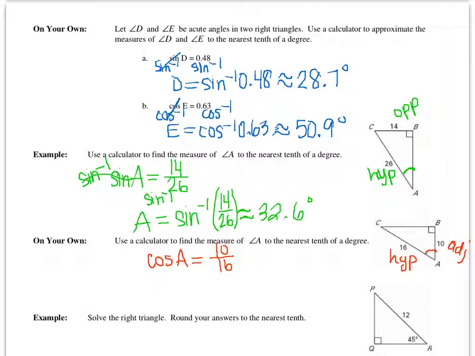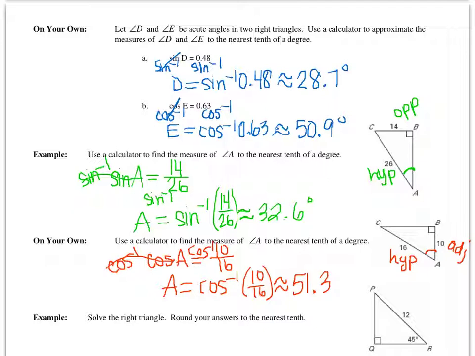If I want to get my angle A alone, I've got to undo cosine. So I'm going to use the inverse cosine on both sides. So my cosine and inverse cosine on the left cancel. I have A equals the inverse cosine of 10 over 16. And if you put that into your calculator, you'll find that it's approximately 51.3, and again we're finding a missing angle, so that's degrees.